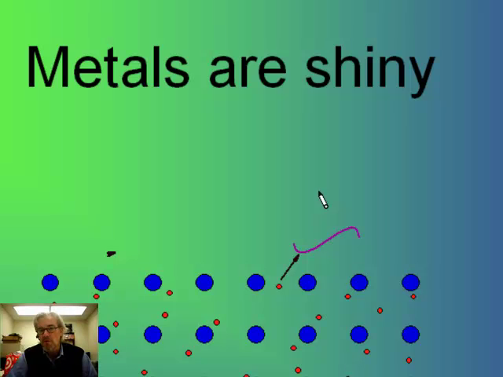Now there are some exceptions. Copper and gold come to mind right away. They don't reflect all the colors. They have this sort of a yellowish tint. And something in their electron structure explains that, but it's a little too complicated for right now.